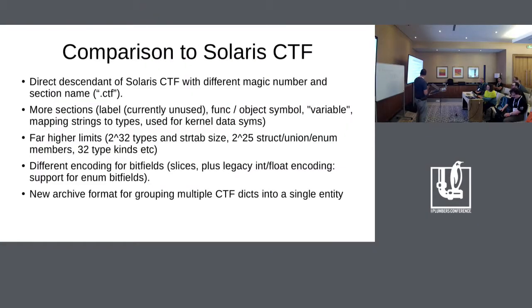And as a minor thing, we have an archive format which you can use to take multiple CTF dictionaries and slam them together. We use these to handle multiple translation units if you've got multiple types with conflicting definitions and so on. Most of them land in one giant dictionary, but the ones with conflicting definitions land in tiny dictionaries descended from the giant one per translation unit. The parent-child relationship thing again, which is quite useful.